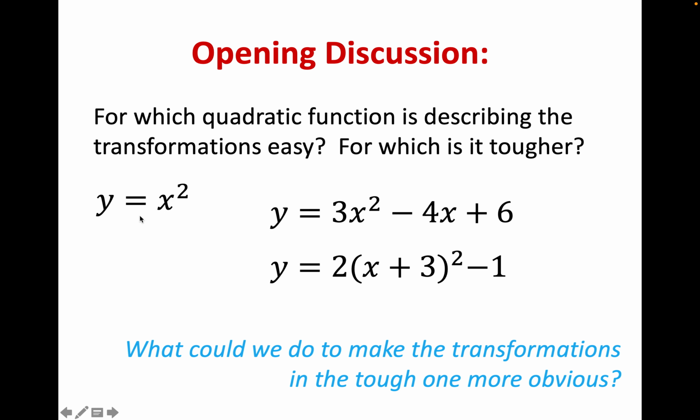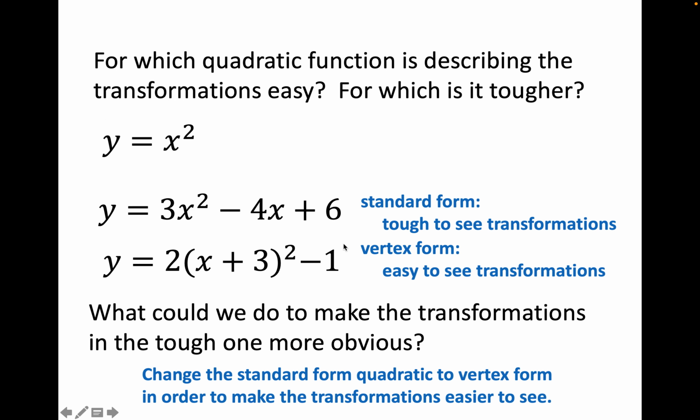For example, let's say we began with a basic quadratic like this, and then we have these two transformed versions. Which of these two transformed versions, when you look at it, is it easier for you to describe the transformations? And why? Okay, let's take a look at some discussion around that.